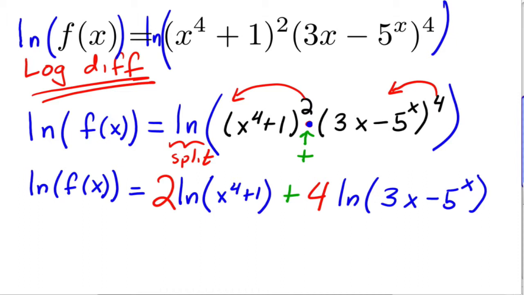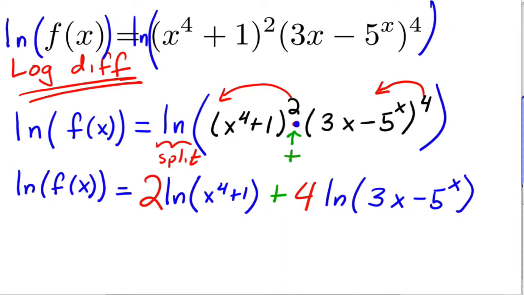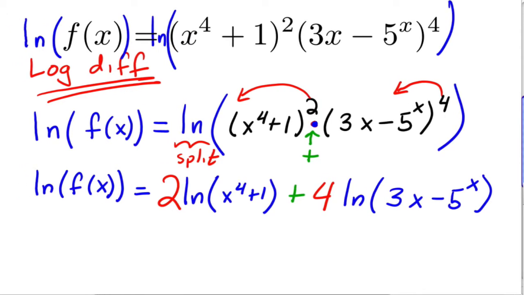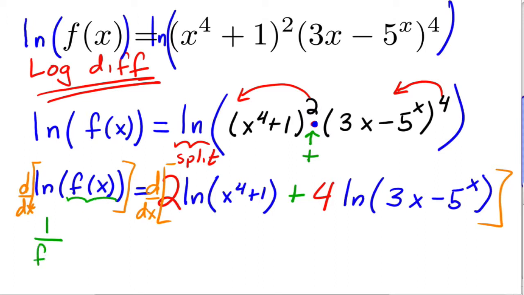Okay, so once you do that, then the next step is to take the derivative of both sides. So I get the derivative of the left side and the derivative of the right side. Okay, so when I get the derivative of the left side, remember that the derivative of natural log is 1 over the inside, which I'm going to leave alone, 1 over f of x, times the derivative of the inside. Well, the derivative of f, I'm just going to write it as f prime of x.